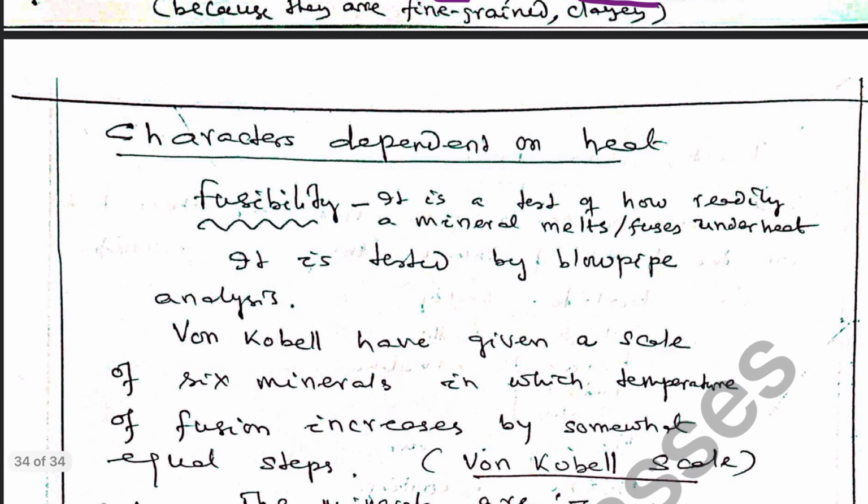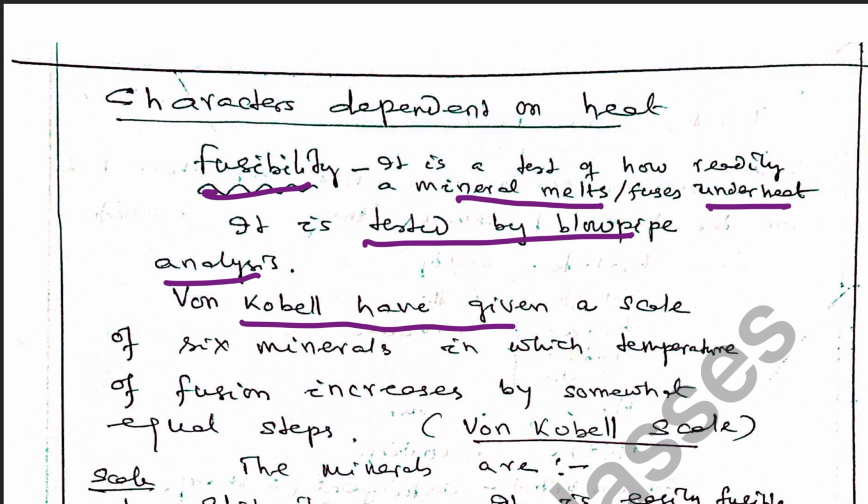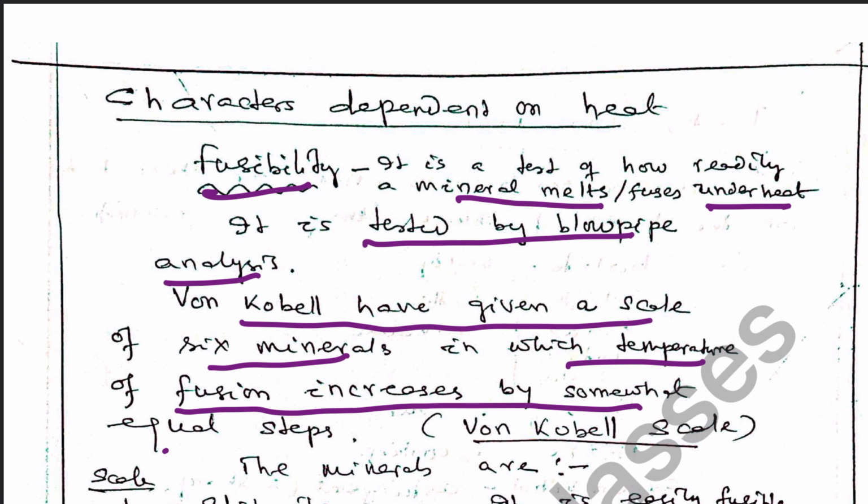Then characters depending upon heat, that is fusibility. It is the test of how readily a mineral melts or fuses under the influence of heat. It is tested by blowpipe analysis. Von Kobell has given a scale of 6 minerals in which temperature of fusion increases by somewhat equal steps. That is called Von Kobell scale.